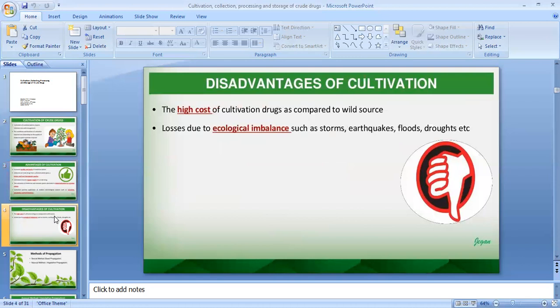And then we will see the disadvantages of cultivation. The higher cost of cultivated drugs compared to wild sources. Loss due to ecological imbalance such as storms, earthquakes, floods, drought, etc.